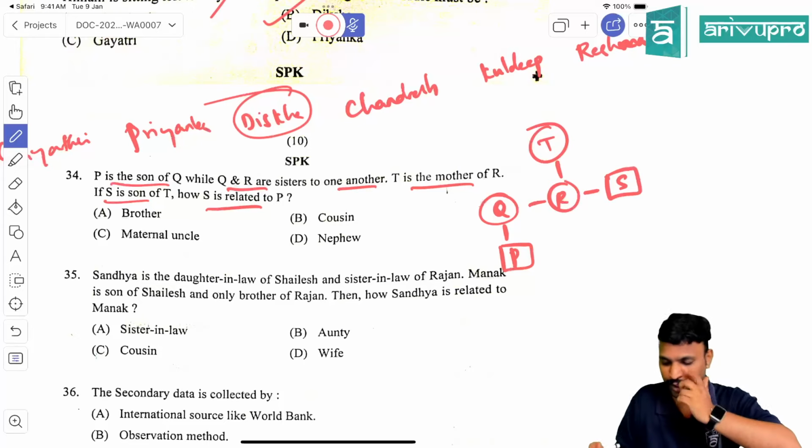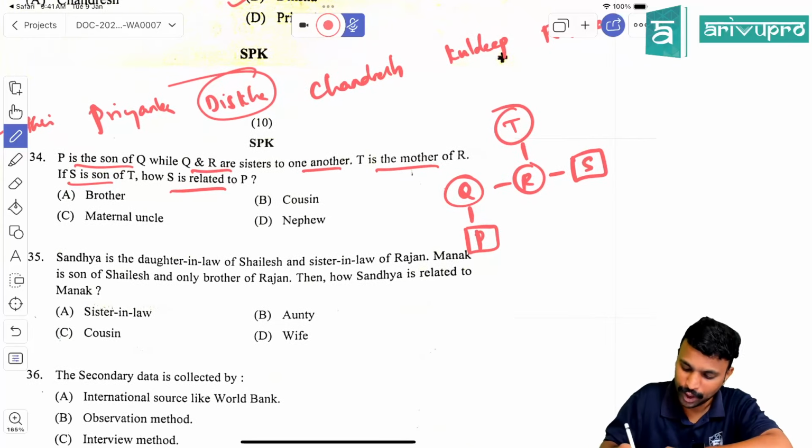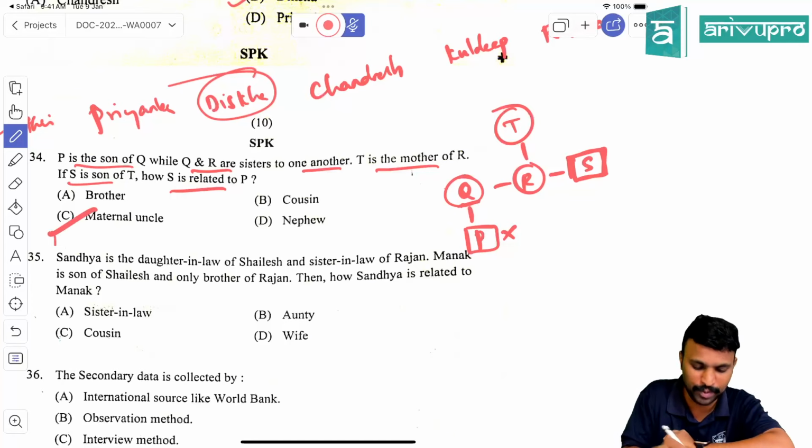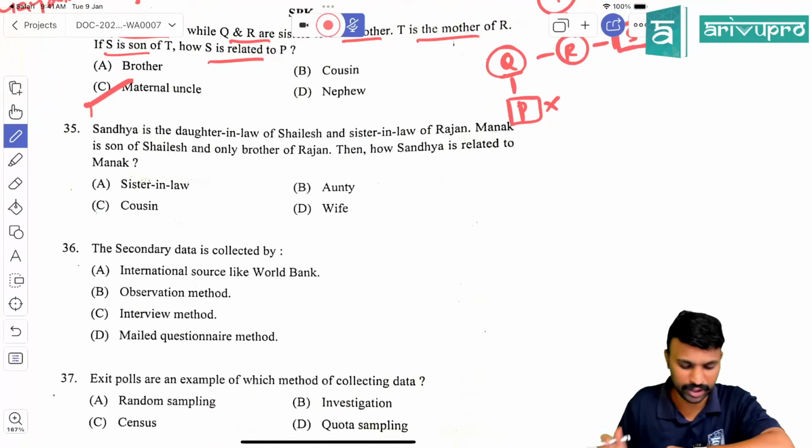How is S related to P? S related to P. To P, who is S? Mother. Q is a mother to P. Mother's brother is S, so maternal uncle. So option C is the right answer. Moving on to the next question.